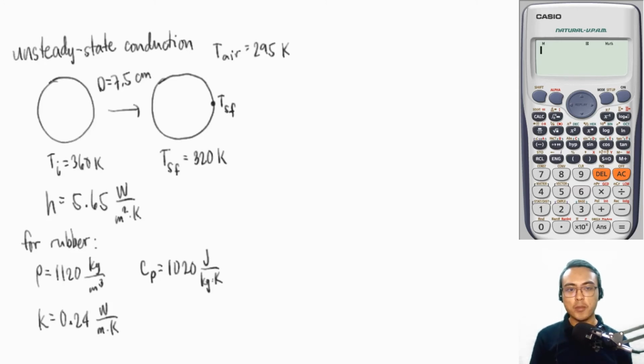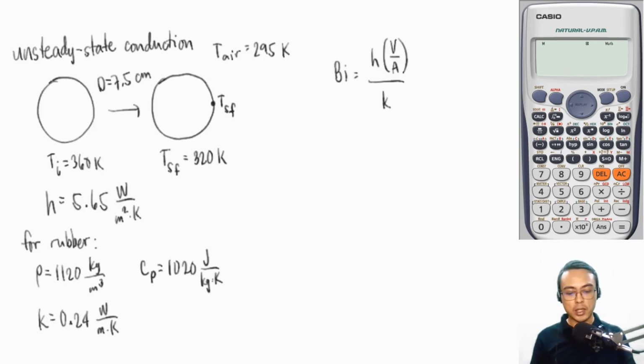Okay, for these types of problems, we always start with the determination of the Biot number. To refresh your memory, the Biot number is equal to h times V over A over k. Now, the k here, or the thermal conductivity, now pertains to the thermal conductivity of the solid, not of the air. Okay, so this k pertains to rubber.